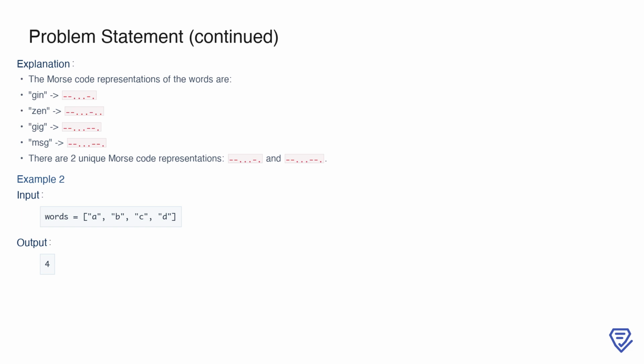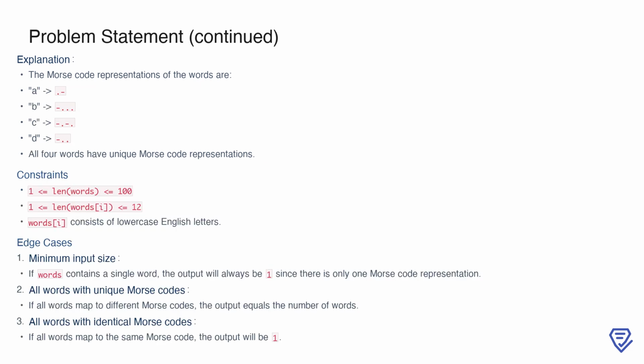Now, consider a second example where the input is words equals a, b, c, d. Each of these words maps to a distinct Morse code. Since all of these are unique, the output is 4. For the second example, the explanation highlights that each word has a distinct Morse code. The word a translates to dot dash, b to dash dot dot dot, c to dash dot dash dot, and d to dash dot dot. Because no 2 words share the same Morse code, all 4 transformations are unique.